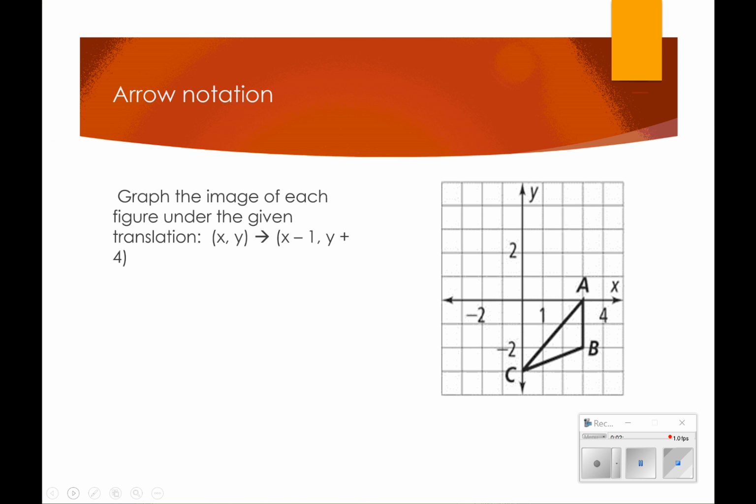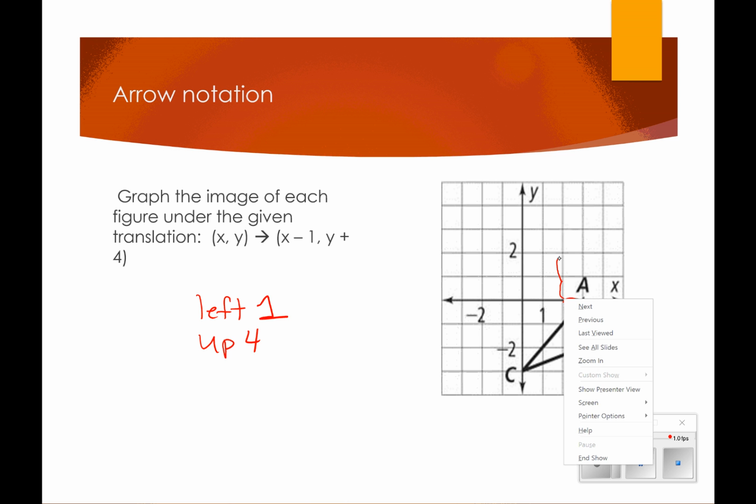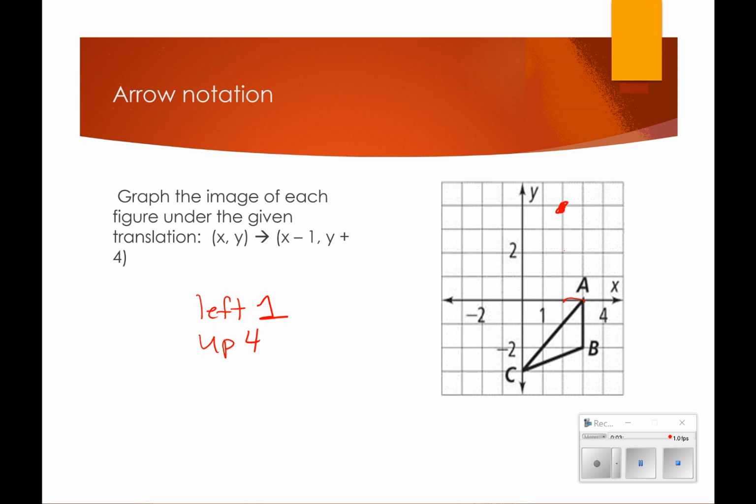So here I have this graph, and I want to graph this preimage, and I want to graph its image under that translation. So x minus 1 means I move it to the left 1. Plus 4 means I go up 4. So I take each point. So I take my A and I move it over 1 place and then up 4. Okay. 1, 2, 3, and 4. So we're going to be right here. And that's going to be my A prime.